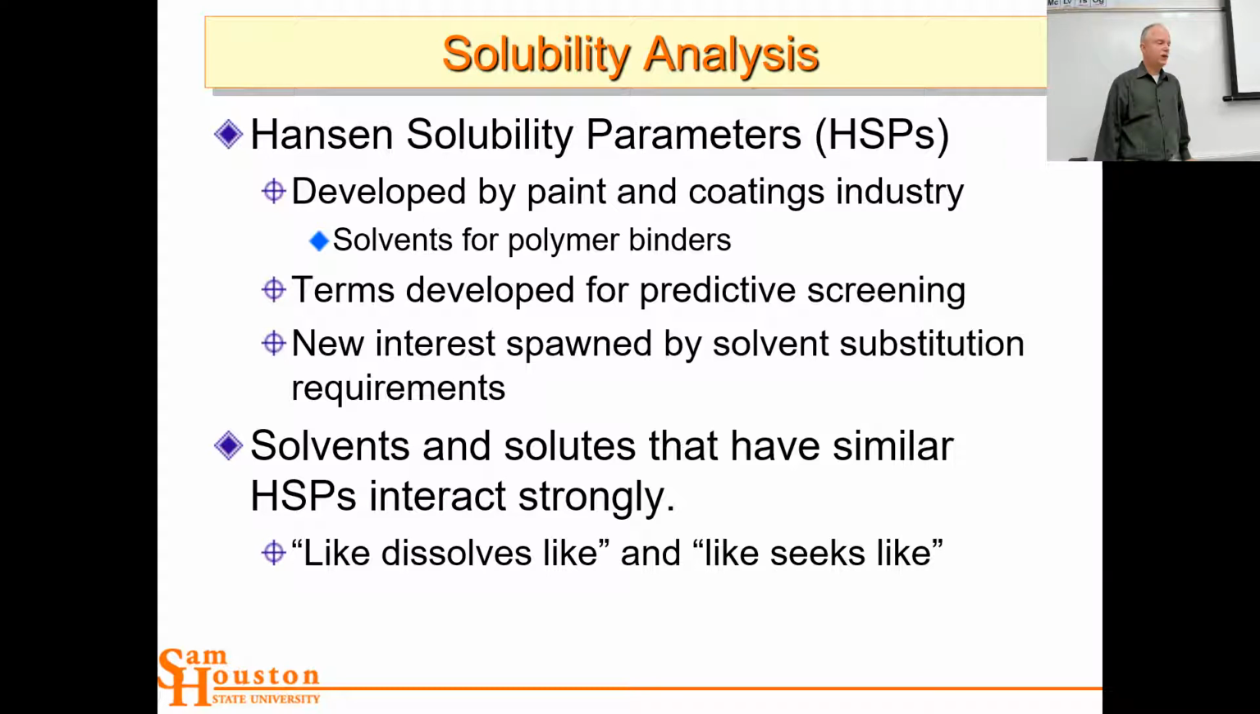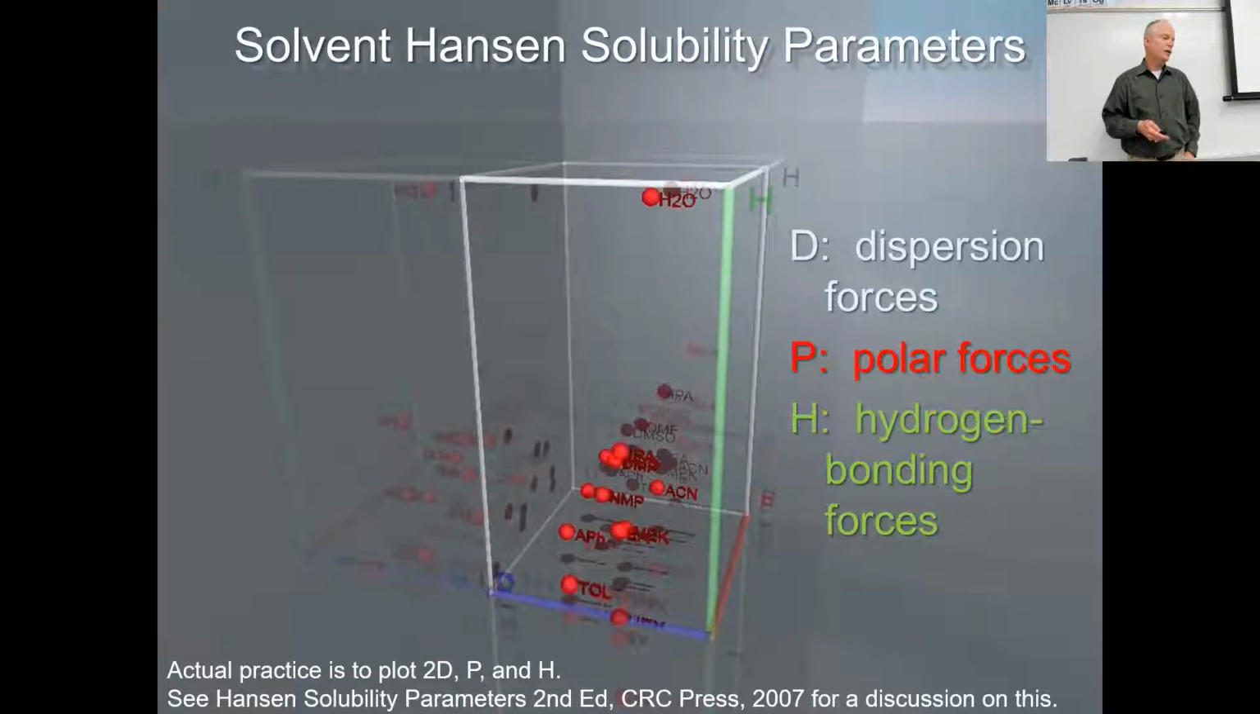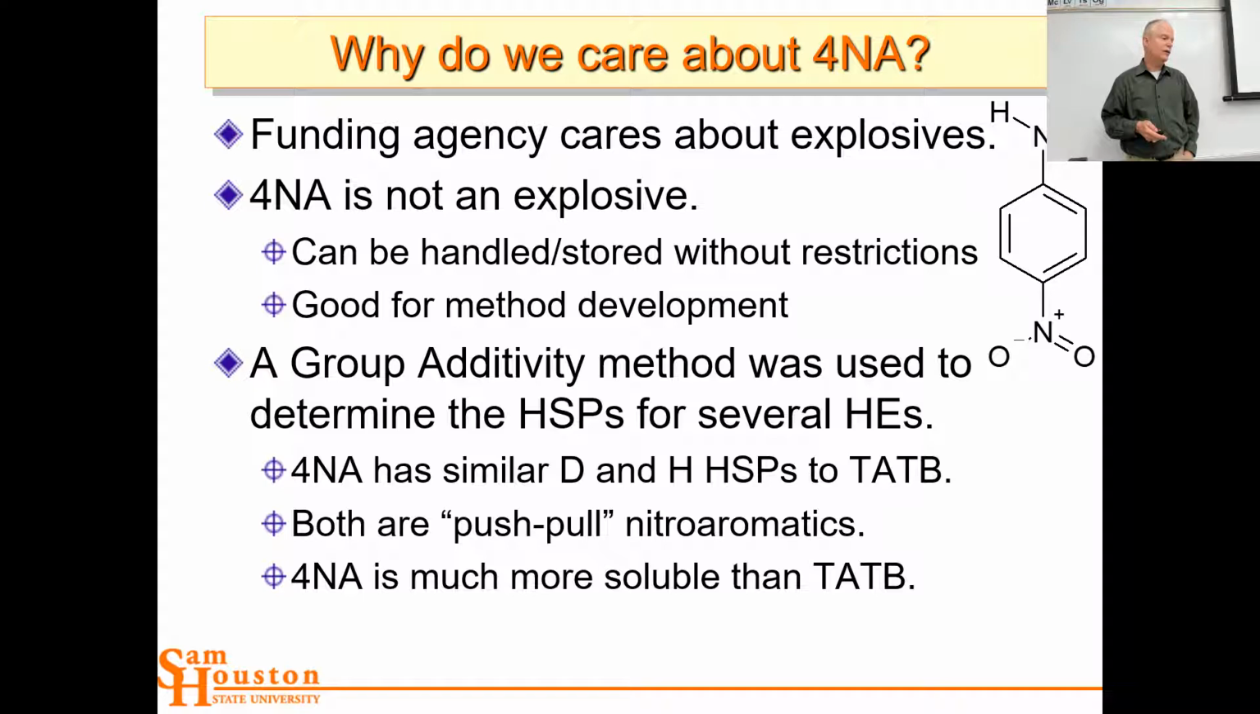And so we had to find the Hansen solubility parameters for the 4-nitroaniline, and this was the set of notes I took to the other lecture last time, where we did the dropwise determination of the percent by weight solubility of 4-nitroaniline in the solvents.